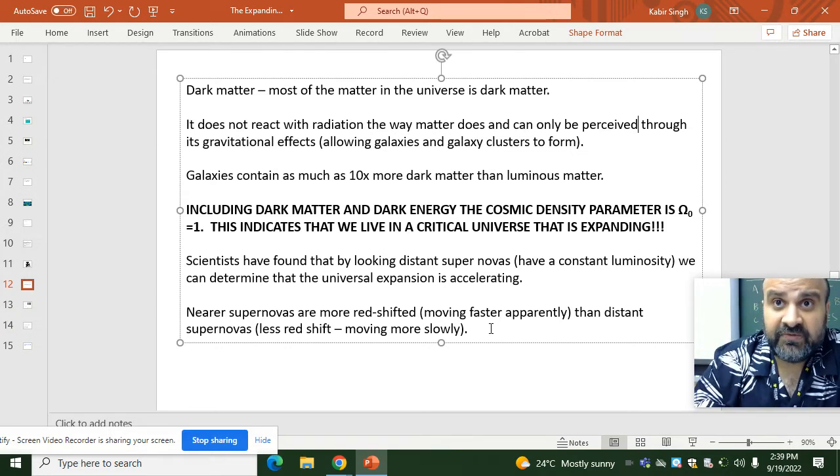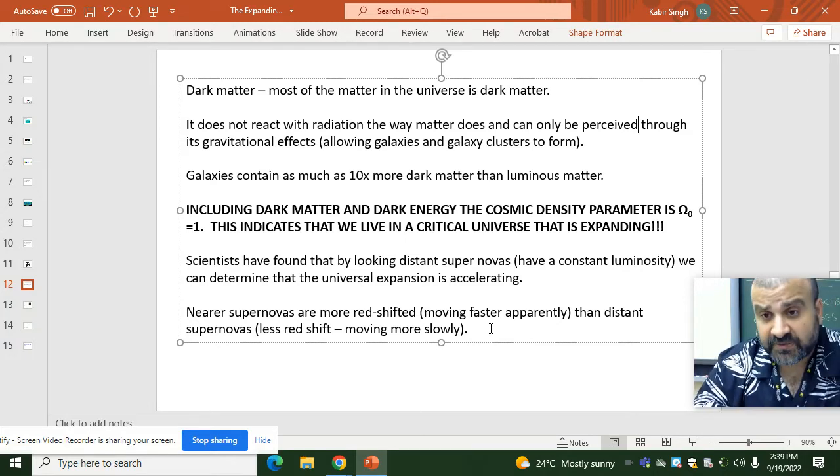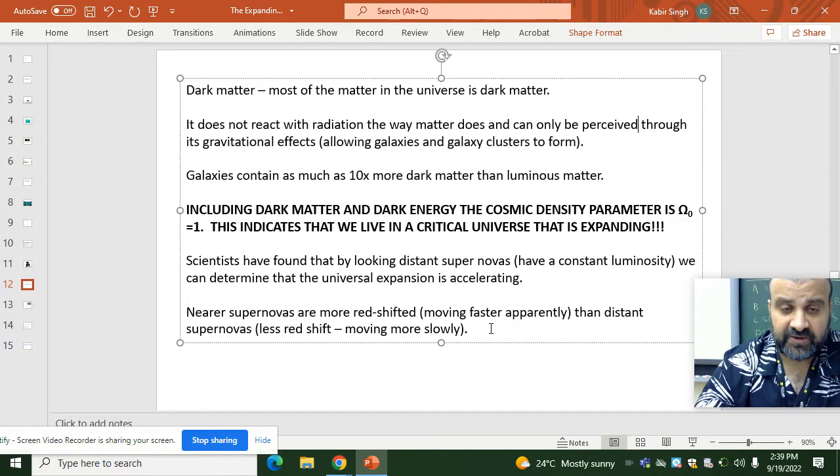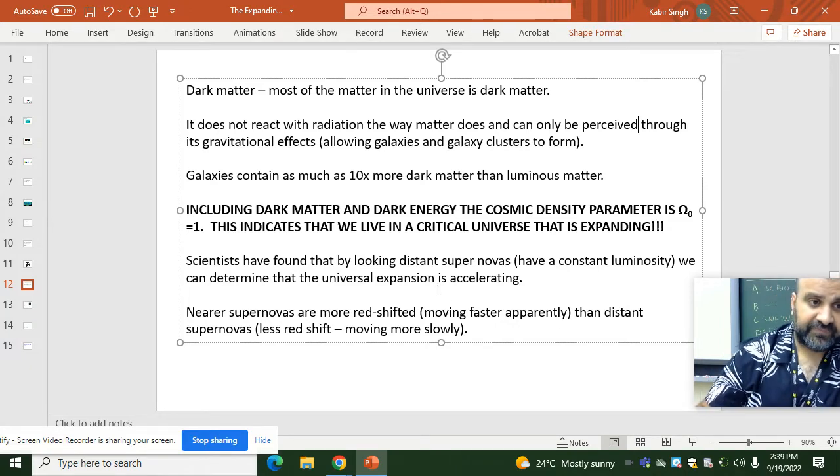So what that means is that the universe was expanding 100 million years ago, still expanding now, but it's expanding way, way faster. It's accelerating. Its expansion is getting faster and faster and faster. That's a critical point.